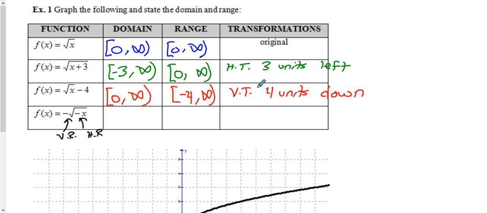So in transformations here, I'm going to say the very first one, I work it left to right. So we have a reflection. And if it's a vertical reflection, that's a reflection on our x-axis. Then up next, we have a reflection, because it's a horizontal reflection, on our y-axis.